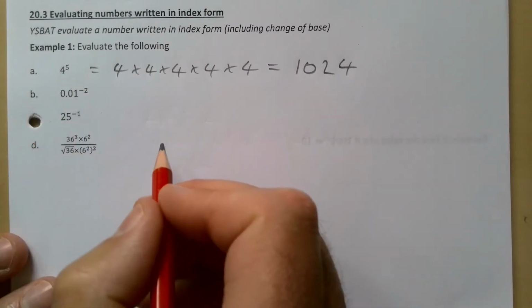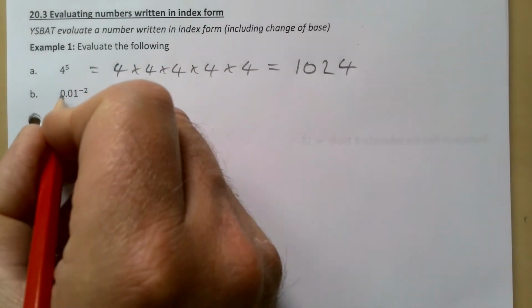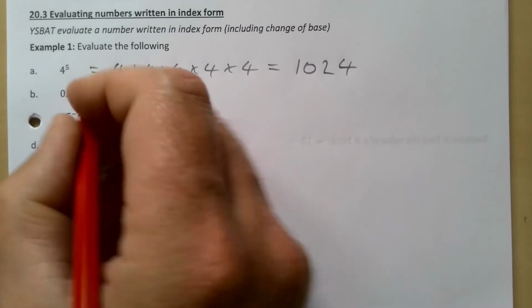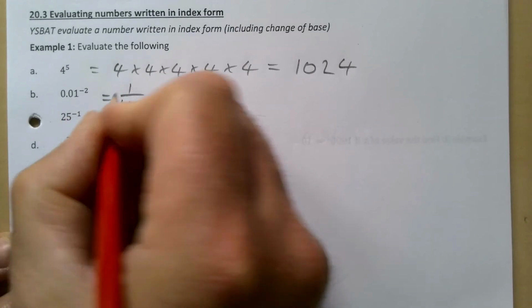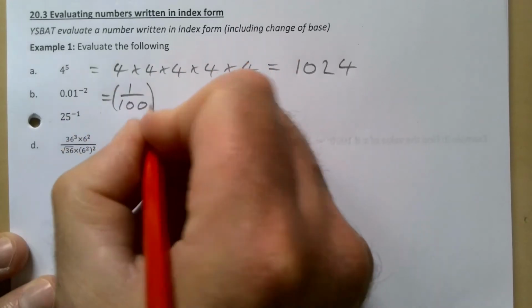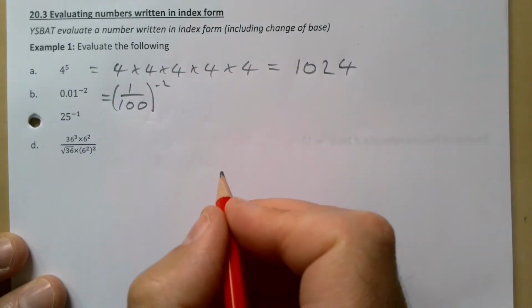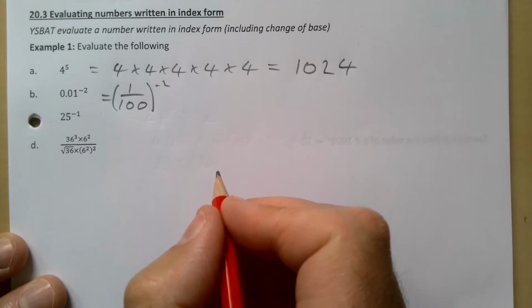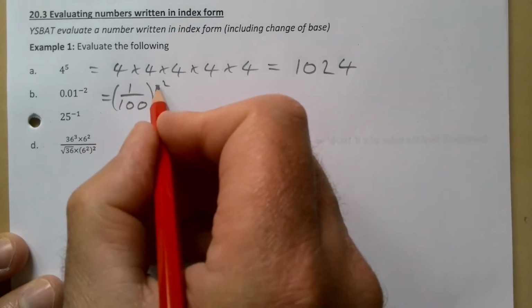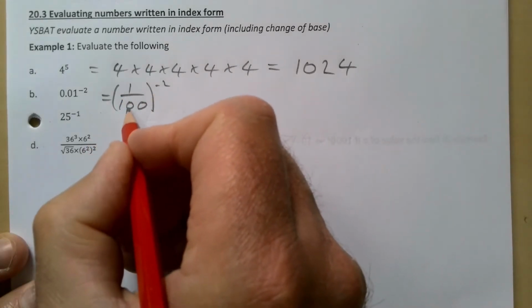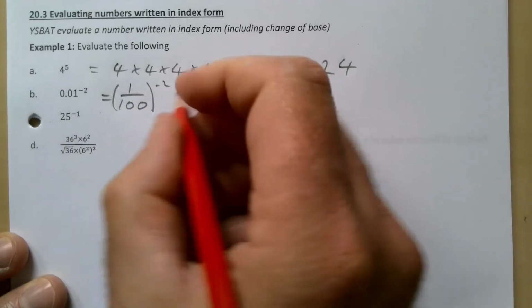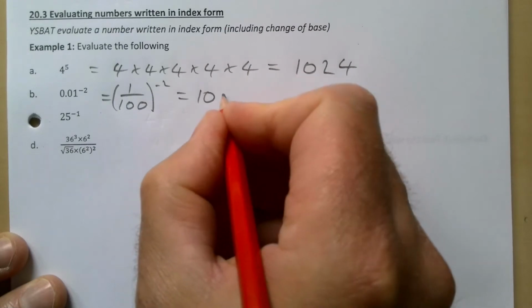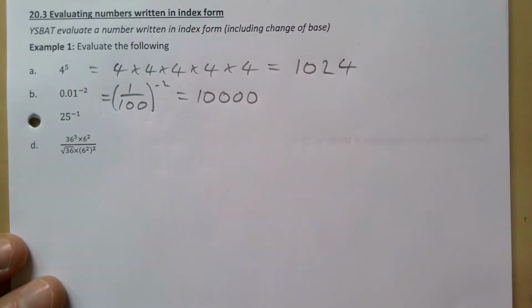0.01 to the power of minus 2. Goodness. Right, so 0.01 I'm going to try and write as a fraction. That's the same as 1 over 100, to the power of minus 2. The minus means it's 1 over, so it's already 1 over, so we're going to bring it back up to the front, and then the 2 means it's squared, so that's just going to be 100 squared. The answer to that then is going to be 10,000.